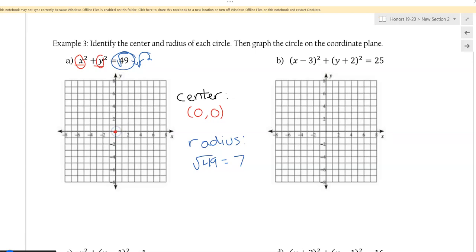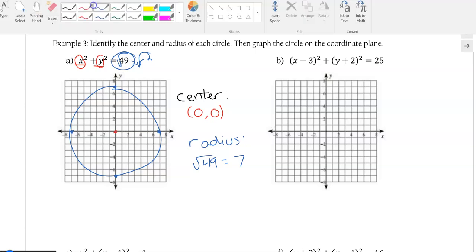So just go in your 4 regular directions. To the right, up, back to the center and to the left 7, back to the center and down 7. And then try to connect them with a nice, beautiful circle. Don't make straight lines, right? Try to make a circle. It doesn't always look great. That's not the most beautiful circle, but it's better than just like straight lines and making a diamond.